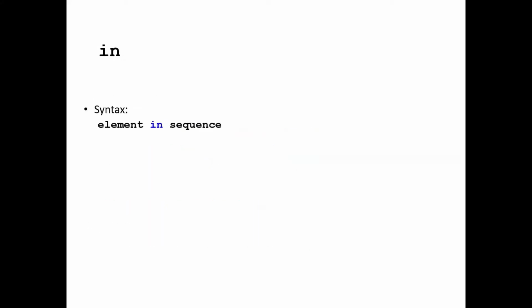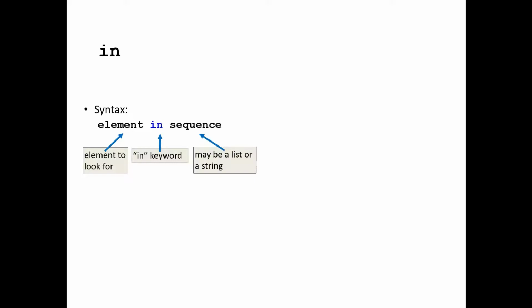And here's the syntax of in. You start with an element, then you use the keyword in, and then a sequence. So the element is the thing that you're looking for. You want to see if it is in the thing that you're looking at. So that's the element you're looking for. The in is a keyword. And the sequence can be a list or a string or any sequence. And that's the thing that you're searching in. Is this element in this sequence? And that's what it's going to do.